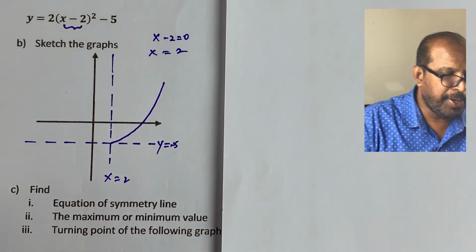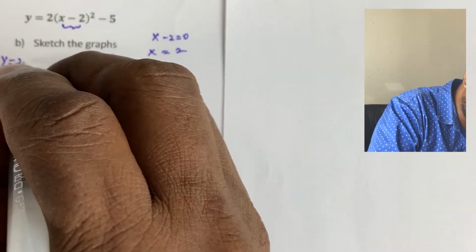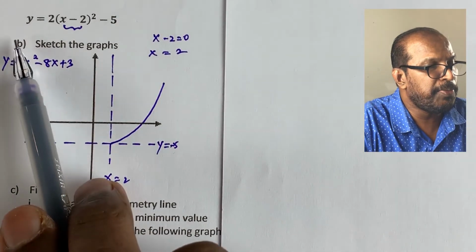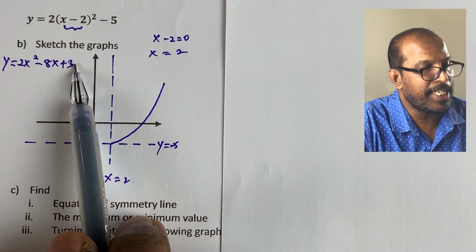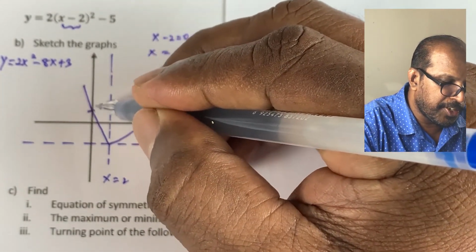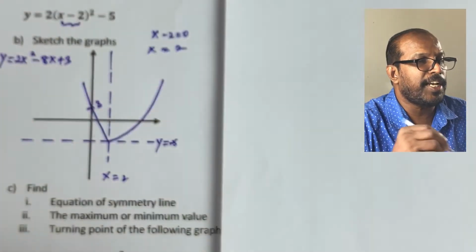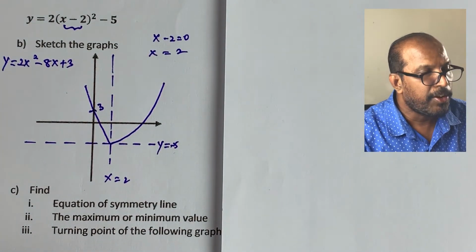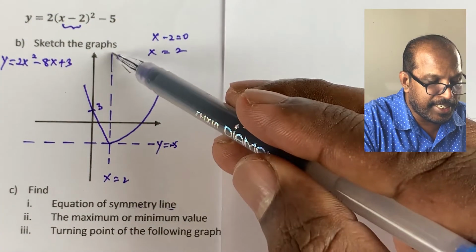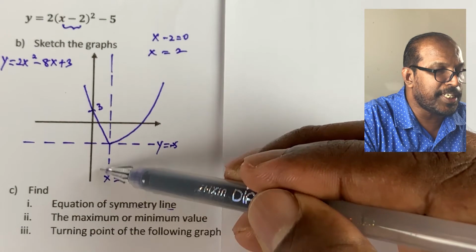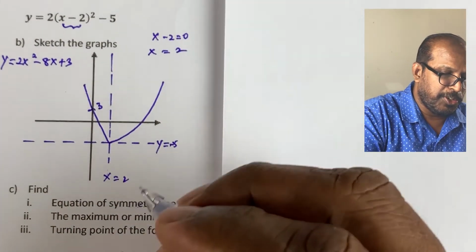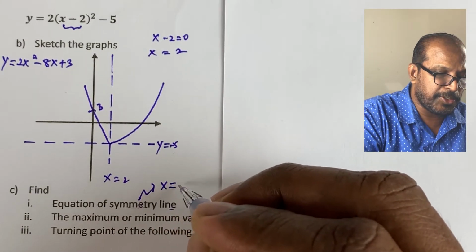Now the equation is y equals 2x squared minus 8x plus 3. When x is 0, y equals 3. That means it cuts the y-axis at y equals 3. This is how the quadratic graph looks. Now I need to find the symmetry line. This line is the symmetry line. Anything in the bracket equals 0, so the symmetry line is x equals 2.